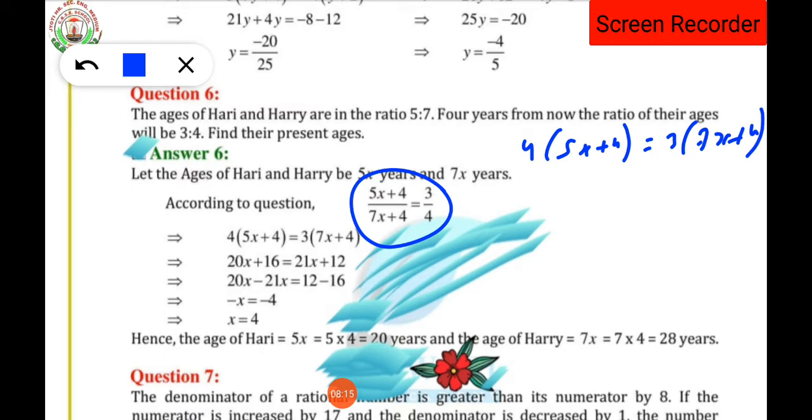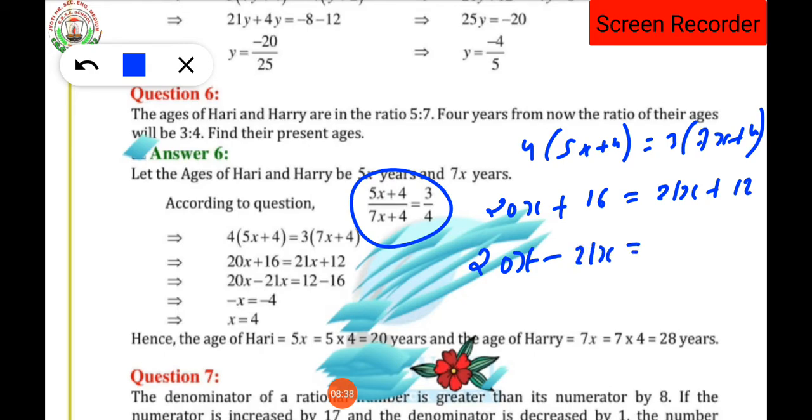Clear everyone? Now 4 will multiply with 5x, it will become 20x, plus 4 into 4 will become 16, is equal to 3 into 7x which is 21x, plus 3 into 4 which is 12. Up to here clear everyone? Now transposing the x term to one side we get 20x minus 21x is equal to 12 minus 16. So here it will be minus x, here it will be minus 4.